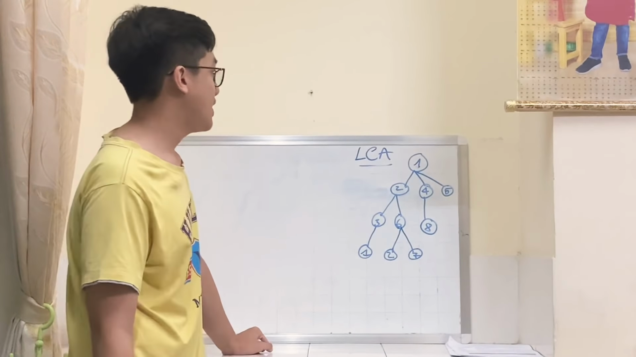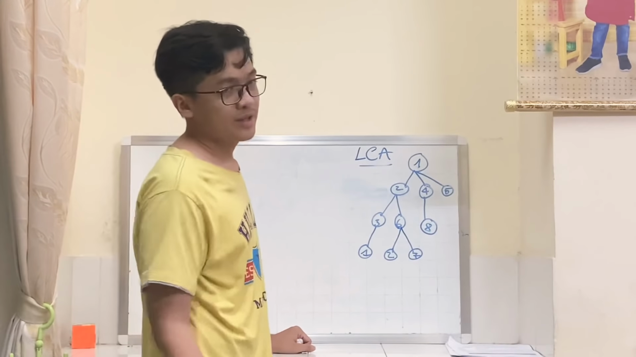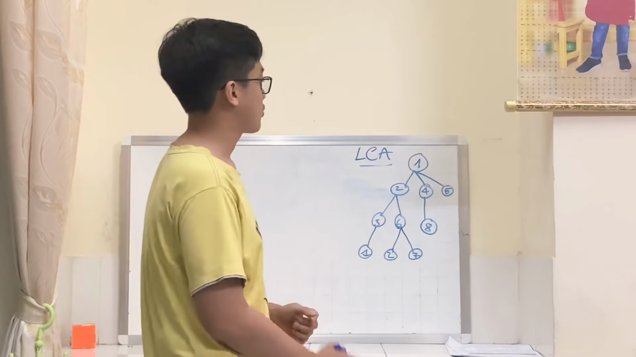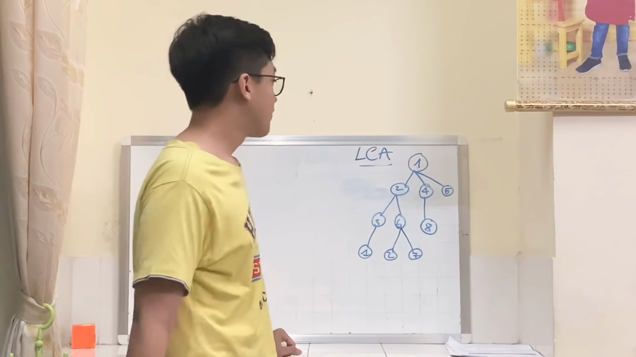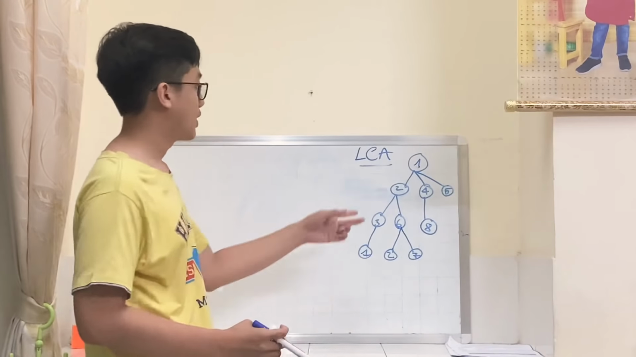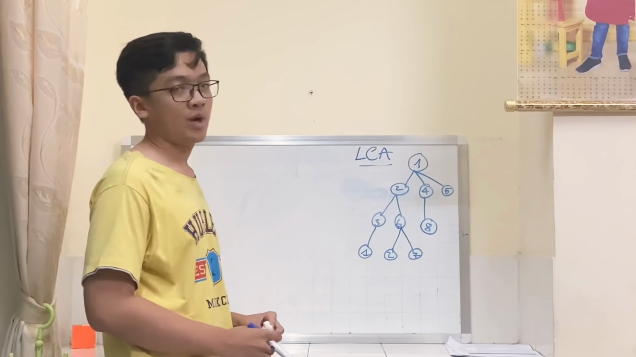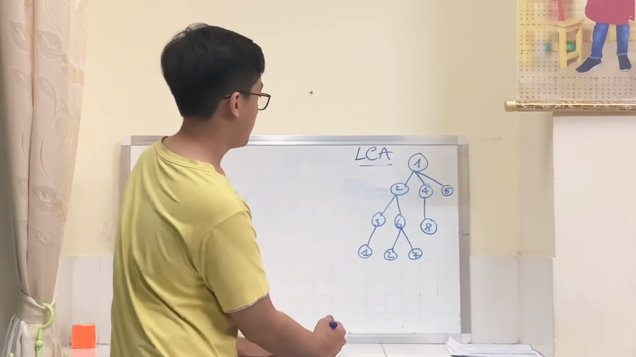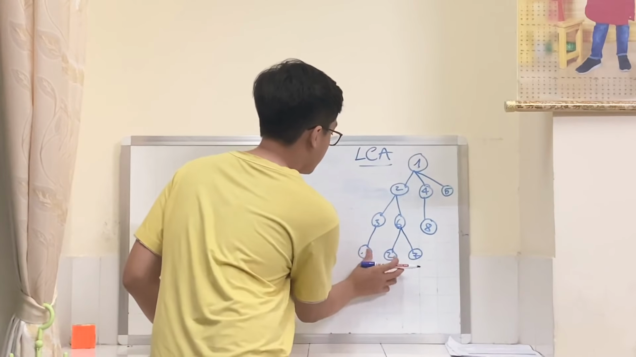LCA is abbreviated as lowest common ancestor. So what is lowest common ancestor? Given a tree, it's a basic data structure, and here we will talk about general trees. In a general tree, if you have n nodes, the tree will have n-1 edges. I'll explain what LCA is.